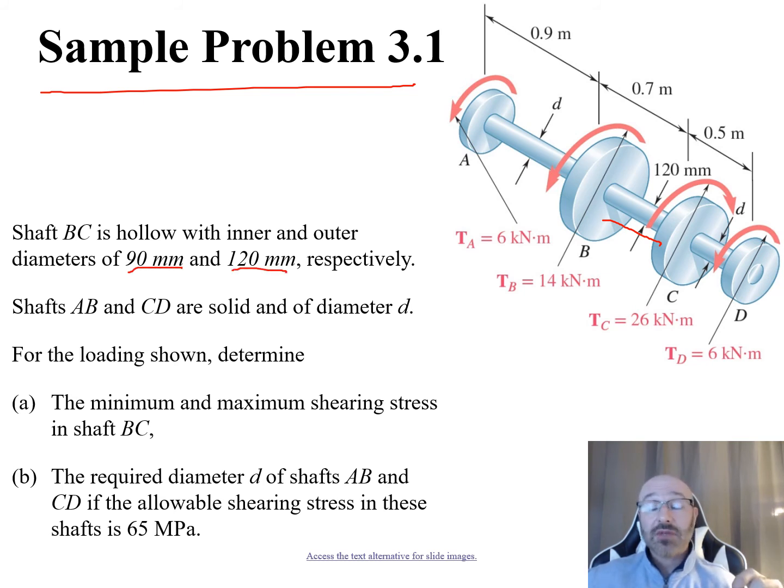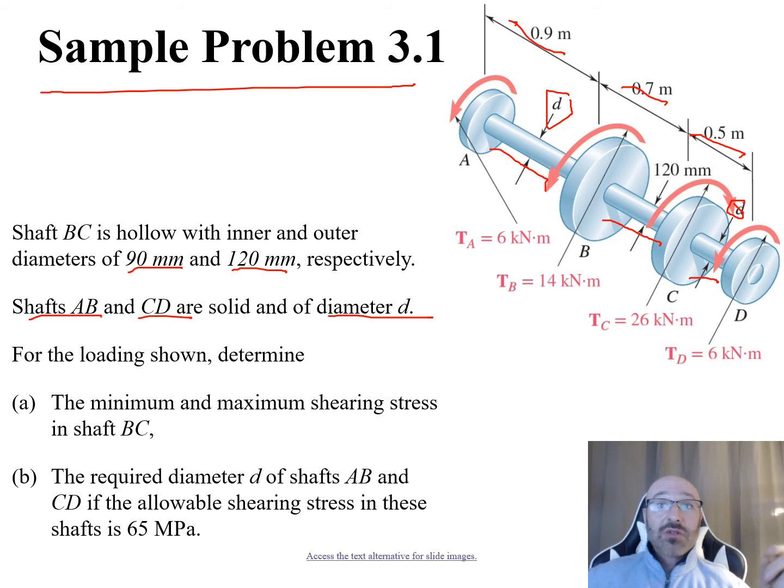Now they also tell us that shafts AB and CD, so from A to B and from C to D, are solid and have the same diameter, and that diameter is given to us as d. We can see that labeled right there and right there. We can also see from the given diagram that the length of shaft AB is 0.9 meters, the length of shaft BC is 0.7 meters, and the length of CD is given to us as 0.5 meters.